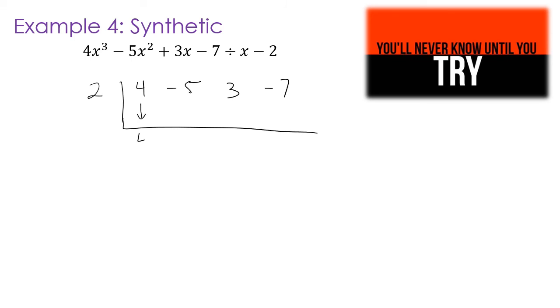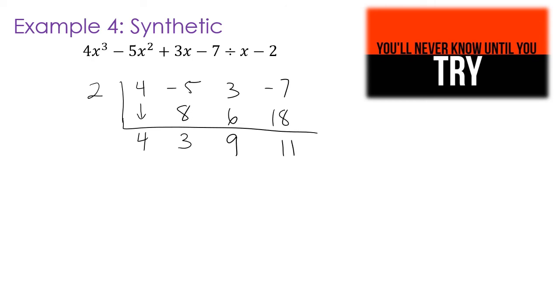Bring down the 4. Multiply 2 times 4. Actually, we'll just do it together because it's the second time you've done it. If you want to challenge yourself, then by all means pause it and come back. Now you multiply. 2 times 4 is 8. We are forever adding. Negative 5 plus 8 is 3. Multiply 2 times 3 is 6. We're forever adding. 9. 2 times 9, 18. We are forever adding. Negative 7 plus 18 is 11.